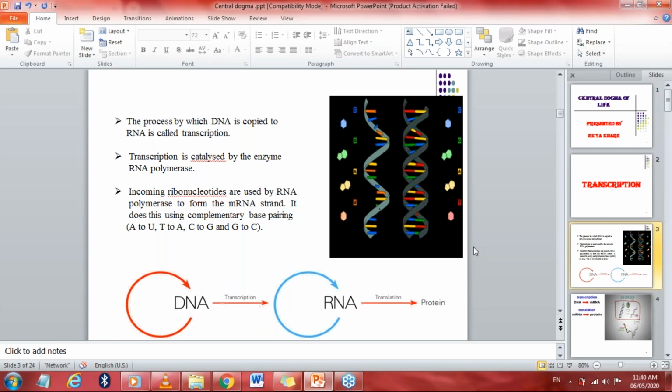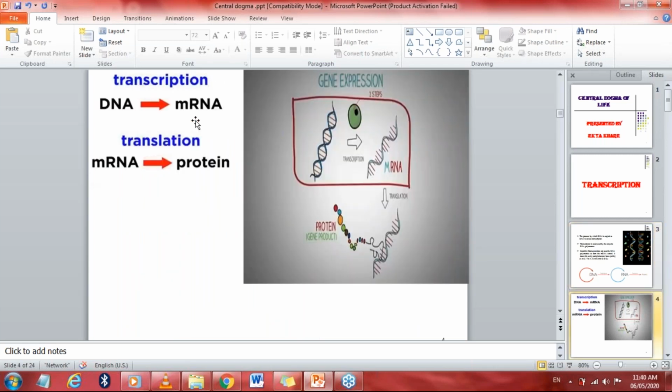Now what are transcription and translation? Today we will finish or at least revise both. Transcription means DNA to RNA. Translation means RNA to protein. As I told you, DNA is a double helix model, RNA is single helix, and from this RNA our protein is synthesized.